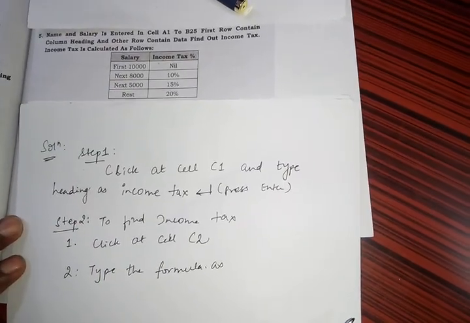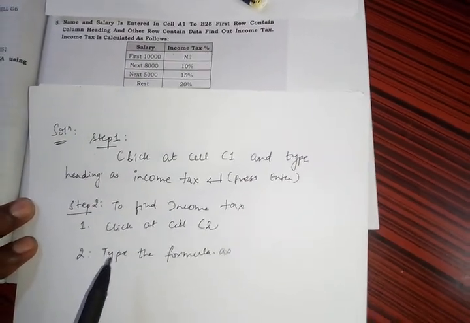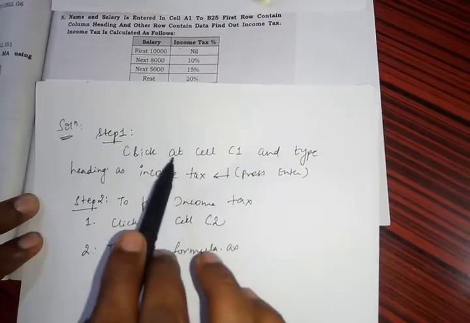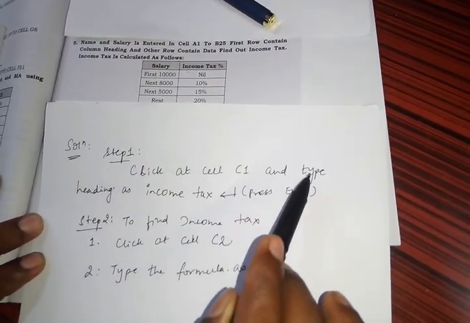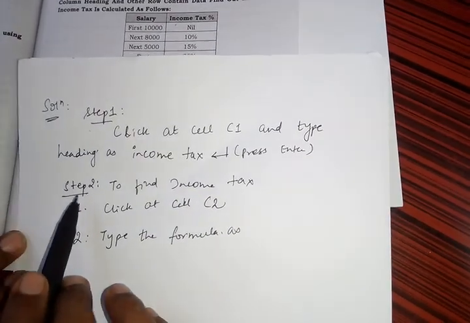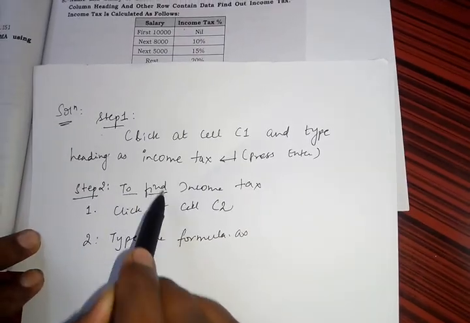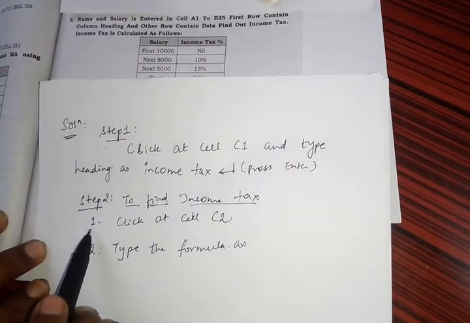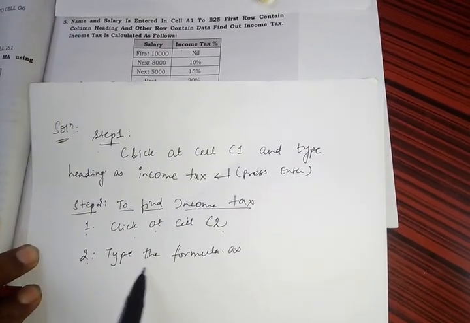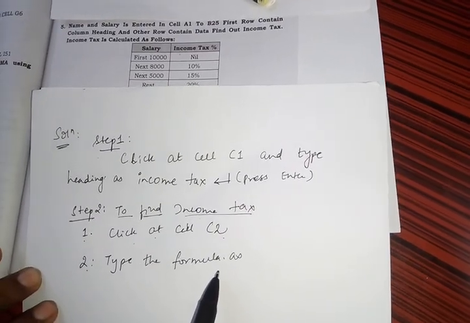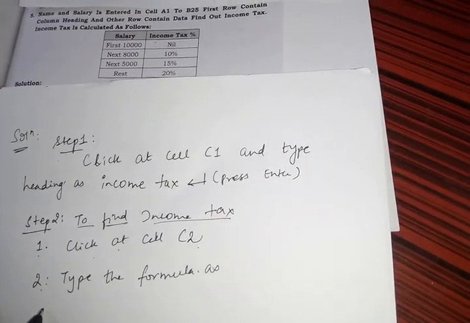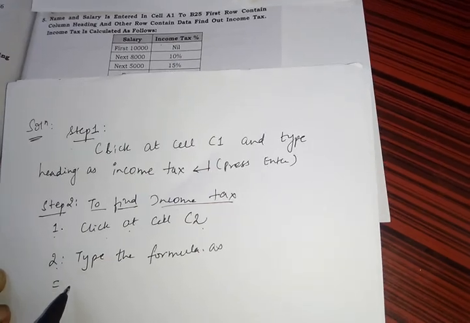Start. So what exactly you're going to write is, very first, write step 1: click at cell C1 and type the heading as income tax and then press enter. Step 2: give the heading, to find income tax. In that, write step number 1: click at cell C2, and in the second one type the formula. Your main marks are concerned with this, so we are writing the formula. Just see how I'm going to write the formula.